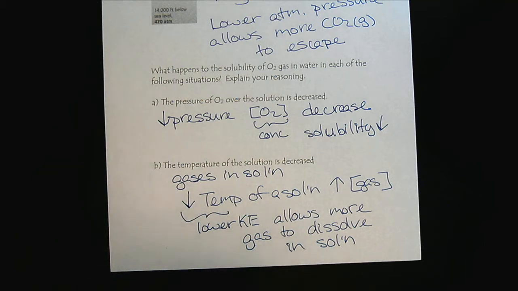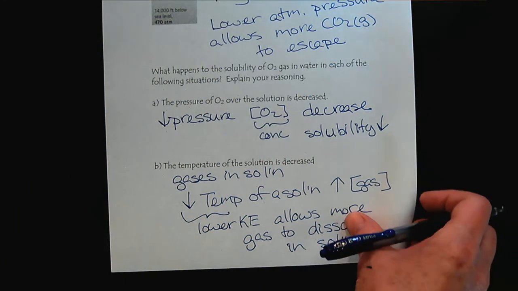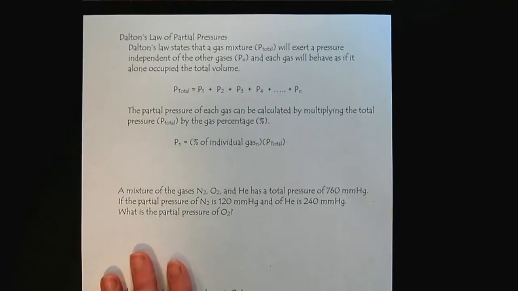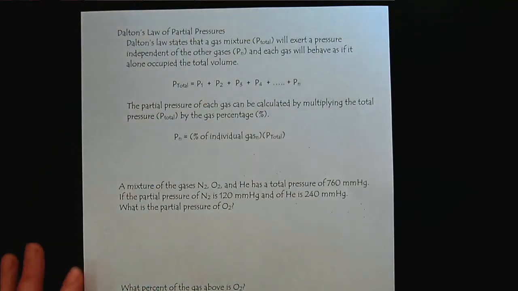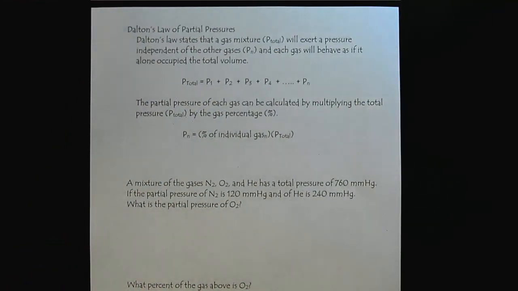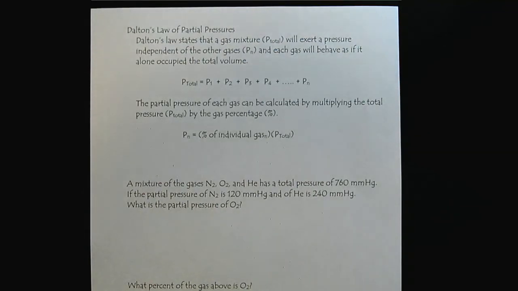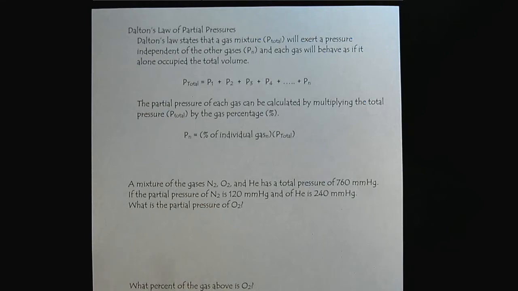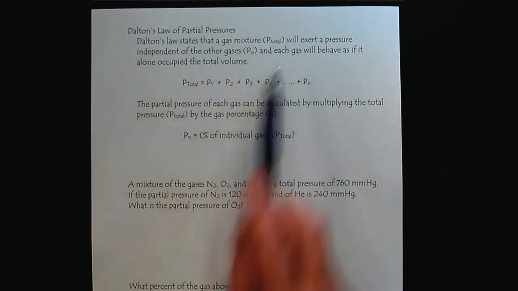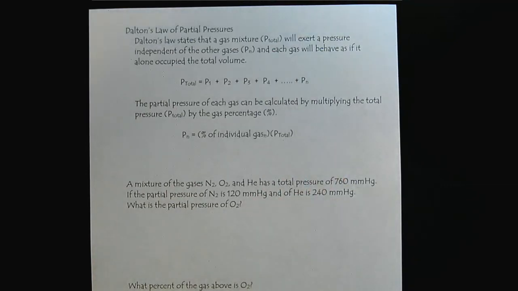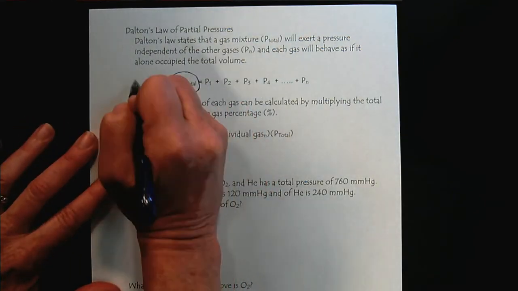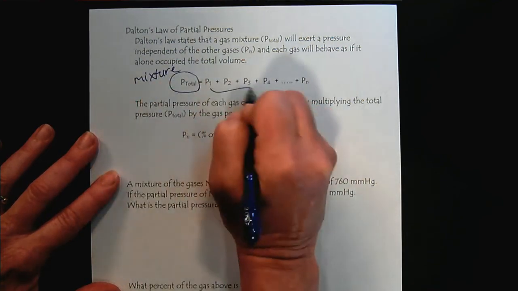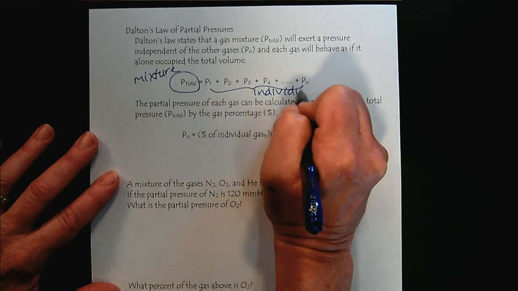We have one more gas law that's important to our respiratory system, and that is Dalton's law. Dalton's law is the law of partial pressures. What Dalton's law tells us is that if we have a mixture of gas, which we'll describe as a P total, the total pressure of that mixture is independent of the other gases. Basically, each gas behaves as if it was by itself in the container. So this would be the P total, describing the mixture, and then here would be the individual gases in the mixture.